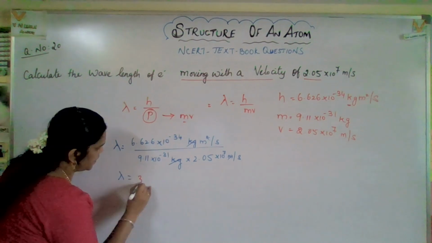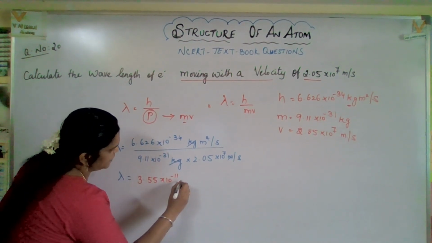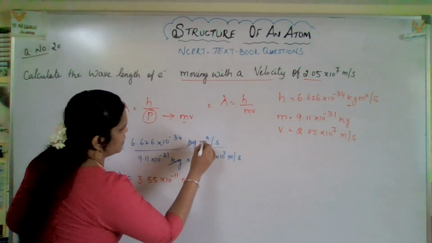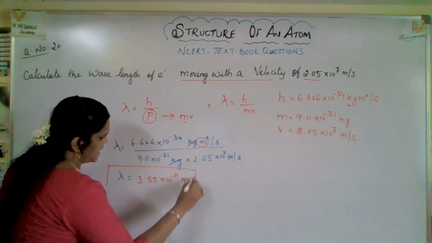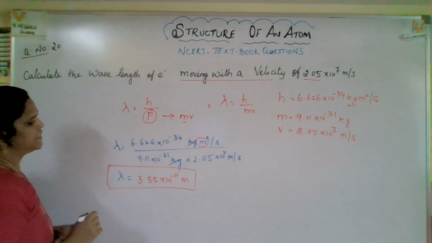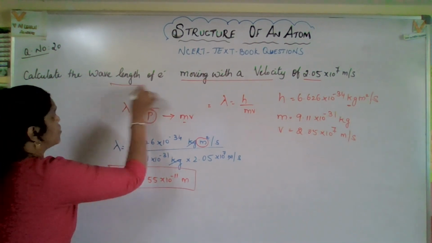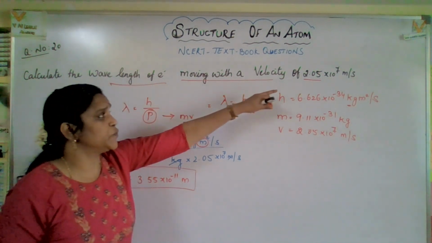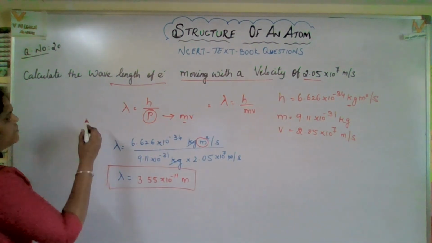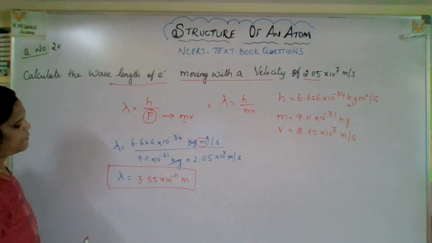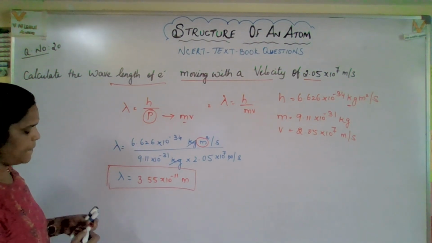So what is the value you will get? Come on, check. It is 3.55 into 10 to the power of minus 11 meter, because only meter is available. So this is the answer. I hope you have received it. So the wavelength of the electron is lambda equal to 3.55 into 10 to the power of minus 11 meter.